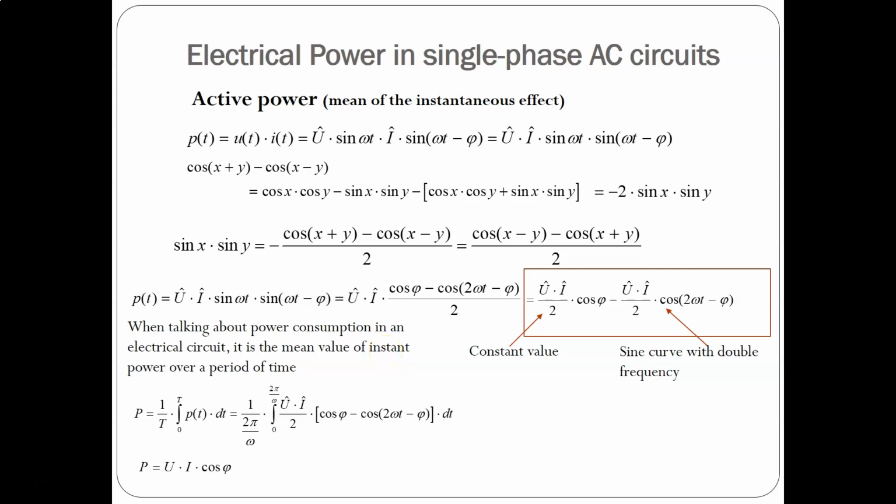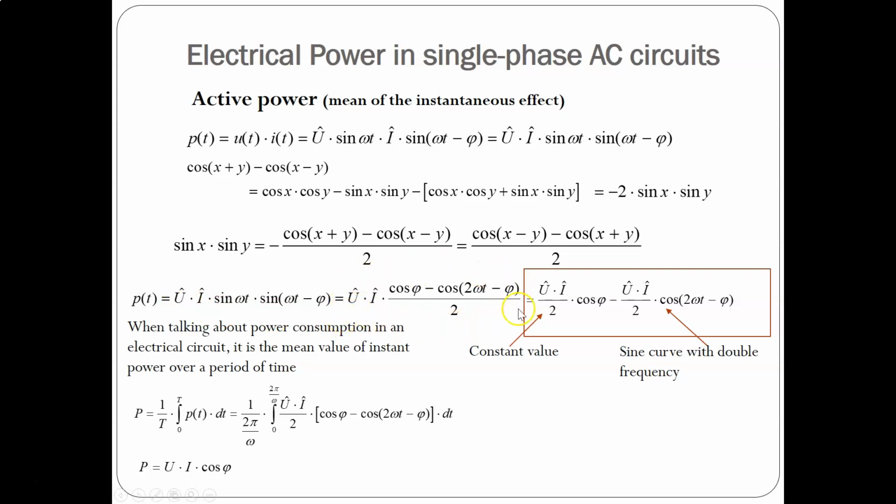Now let's start to look at the electrical power in single-phase AC circuits. Let's start with the active power. You know that it's a product of the voltage and the current. As you can see up here, we have the voltage and the current as we had previously, with these magnitudes. With some trigonometric relationships, we can now come up to this equation.